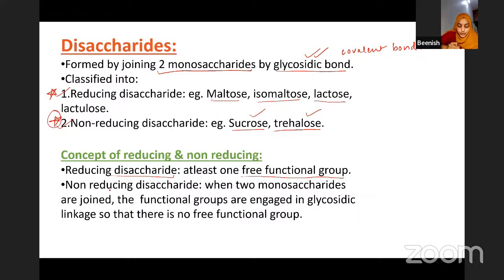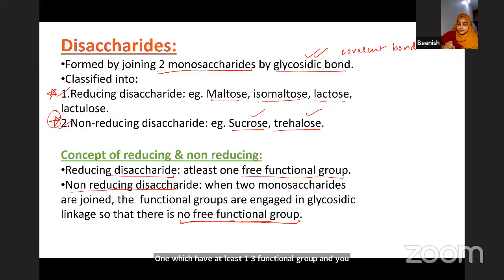And what are non-reducing disaccharides? They are those where, when the two monosaccharide units are joining, both the functional groups are engaged in the glycosidic bond. So there you do not have any free functional group. In short, if you try to remember, reducing disaccharides have at least one free functional group, and non-reducing disaccharides have no free functional group.